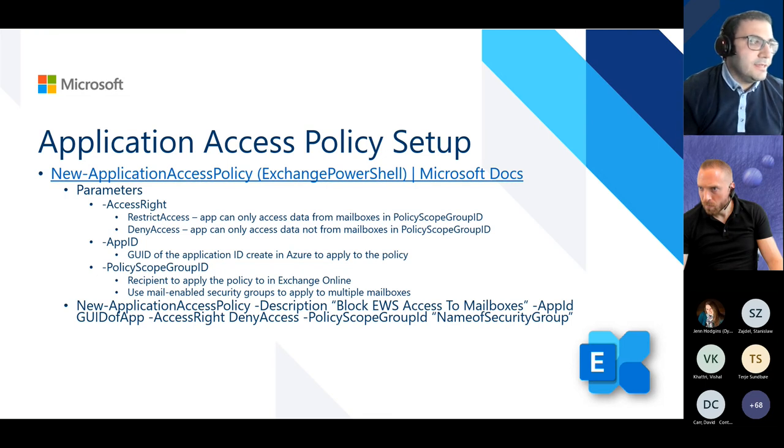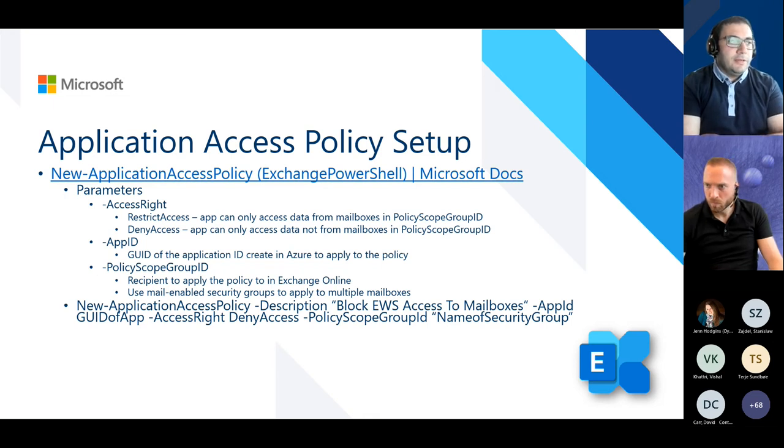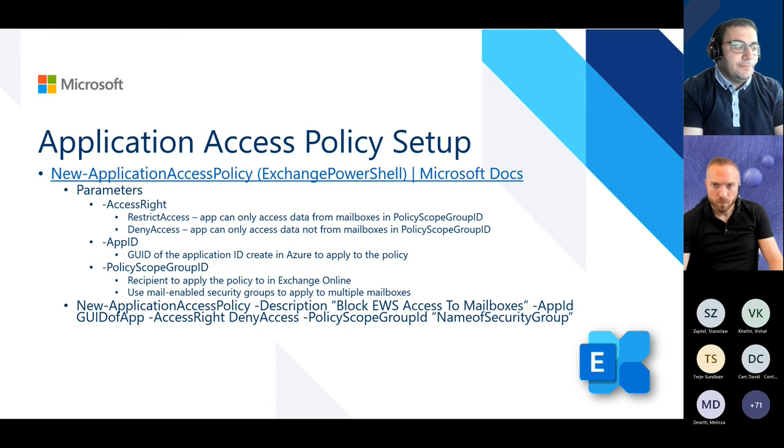The two values you can set for access rights are RestrictAccess, which means your application can only access data from mailboxes in what's called the PolicyScopeGroupId. That's where you put your recipients, as far as who it'll affect. The way you code it is a bit different: if there's an individual recipient, you could put that individual recipient. To apply it to multiple mailboxes, you use mail-enabled security groups. So with RestrictAccess, if I've got a group of mailboxes, my application can only access data from those mailboxes in that scope.